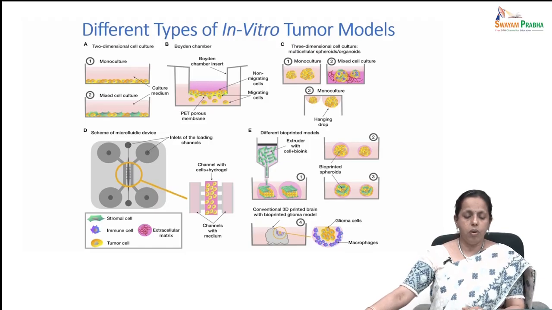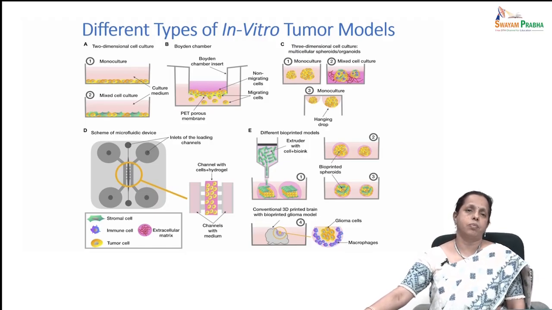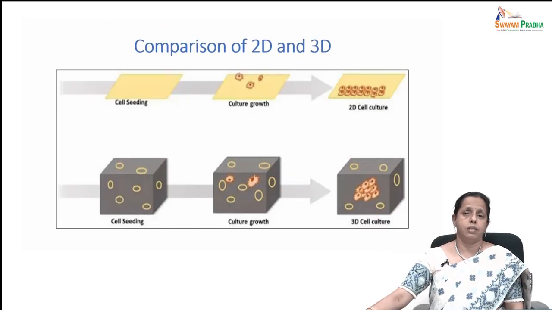So these are all the models which are very actively explored during drug discovery in the cell line models. As I have mentioned, what is a 3D model? We know that in a 2D model, the cells are present as a single monolayer.